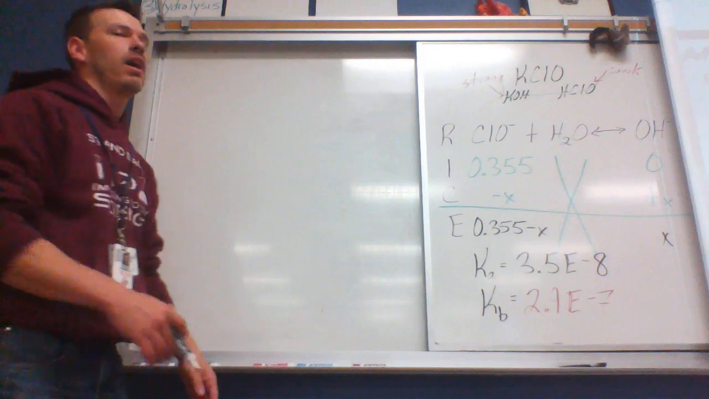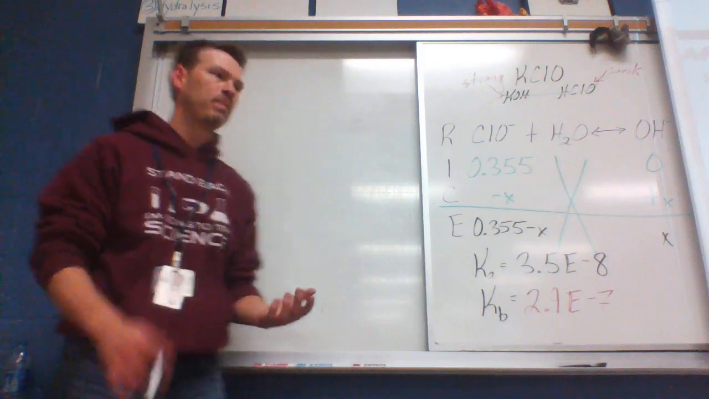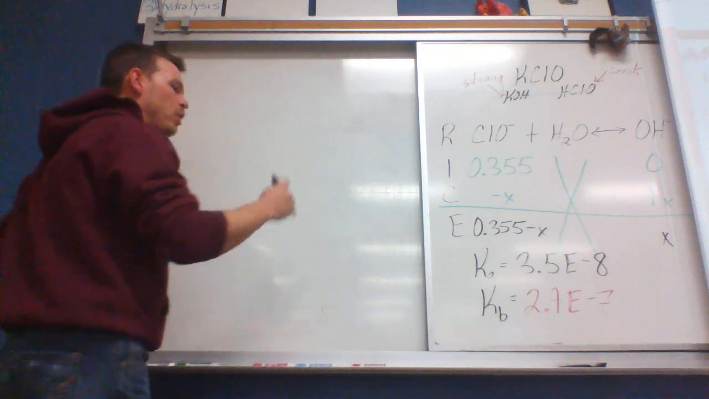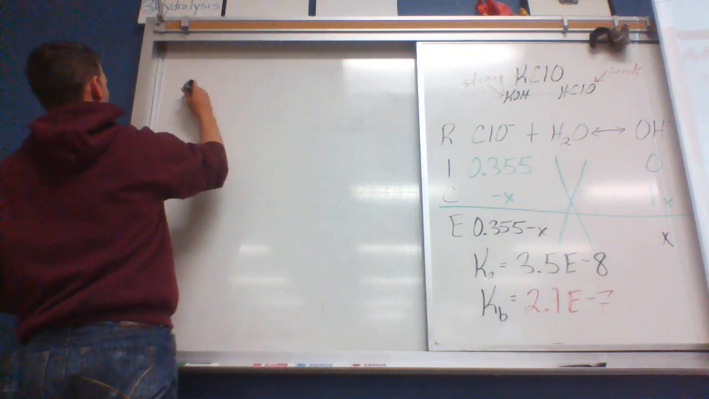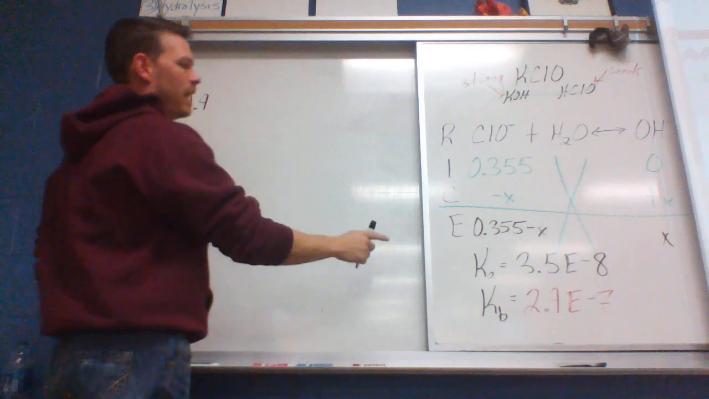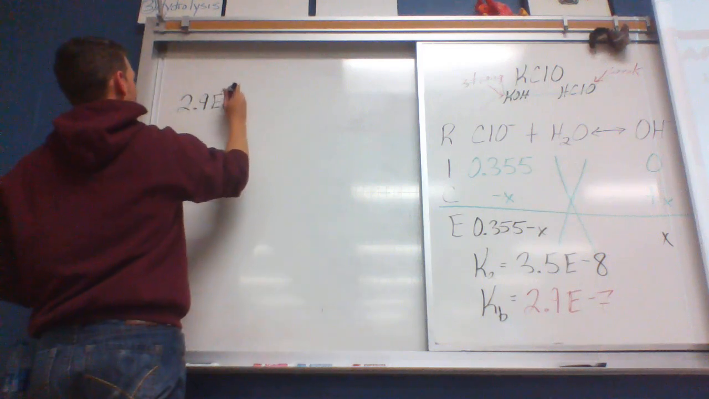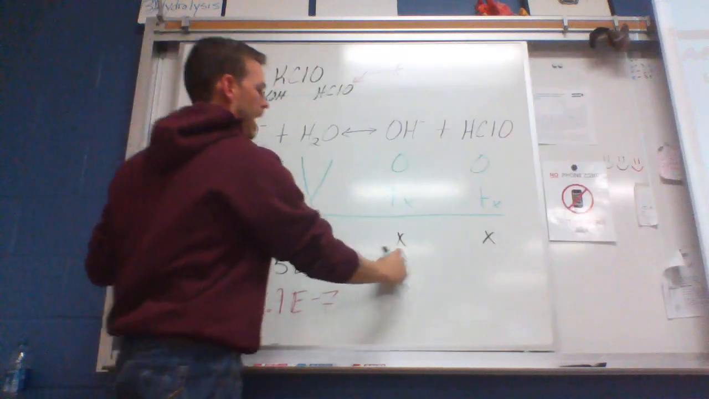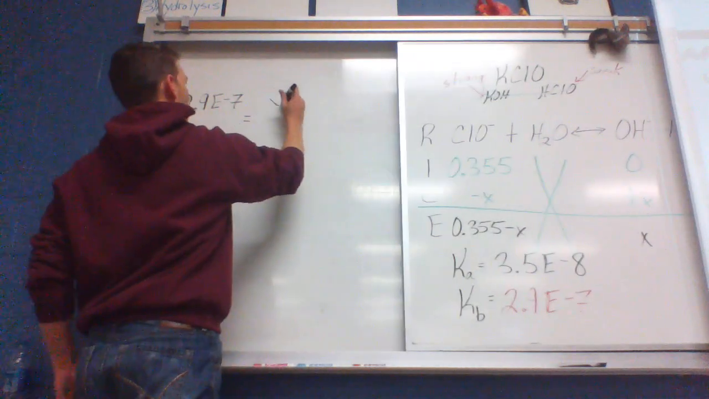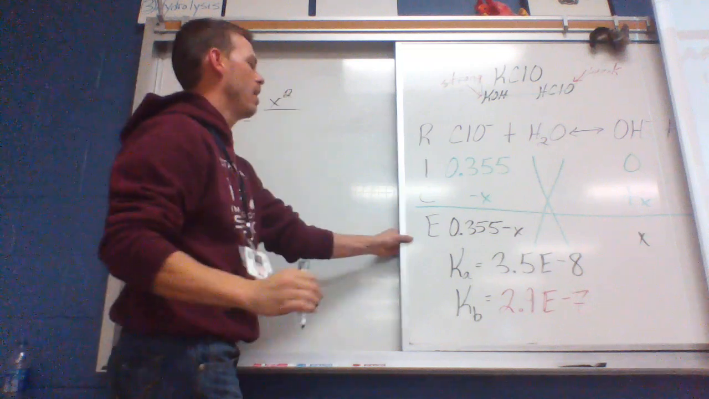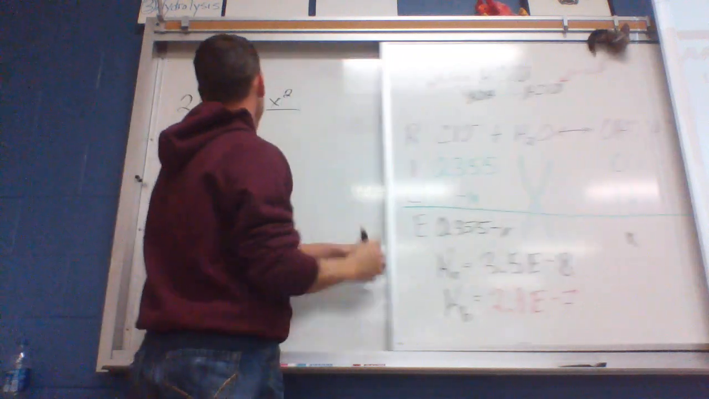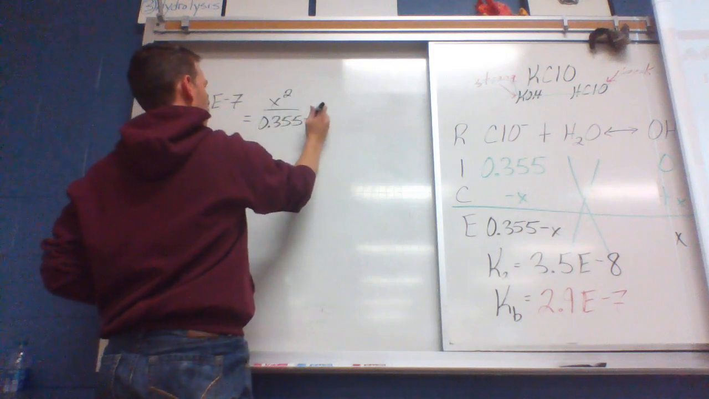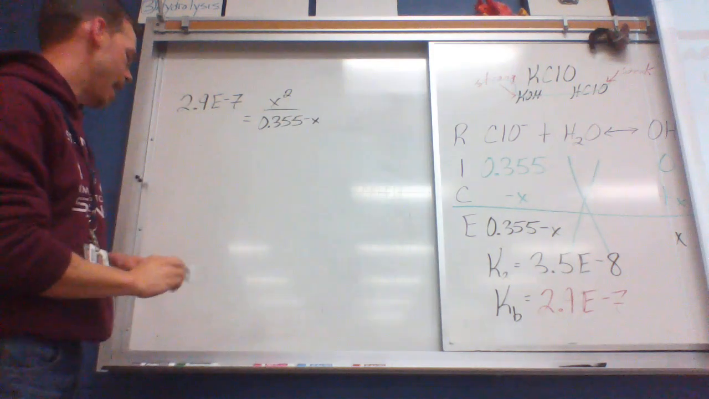All right, so the unsubstituted equation should just be Kb equals products over reactants, no numbers. When you substitute it, you're going to go 2.9 E negative 7 equals my two products, x squared, over my reactant, 0.355 minus x. All right, and now we're good to solve.